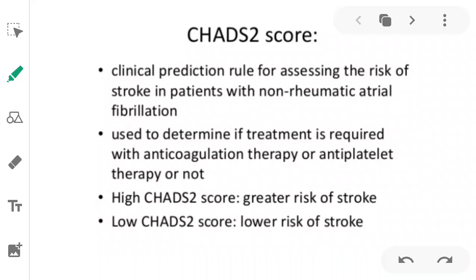Today we'll discuss CHADS2 score, which is used for assessing the risk of stroke in patients with atrial fibrillation. And it is also used to determine if the anticoagulation therapy or antiplatelet therapy is required or not in these patients. Higher the score, greater is the risk of stroke.